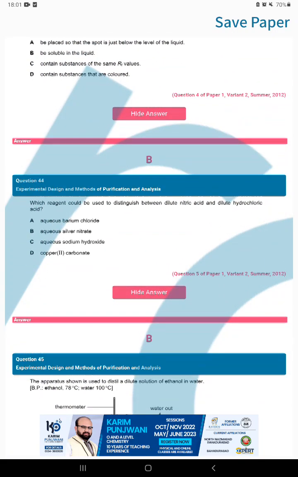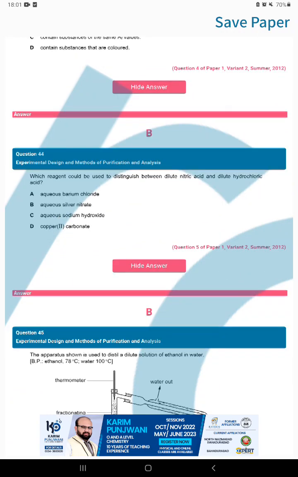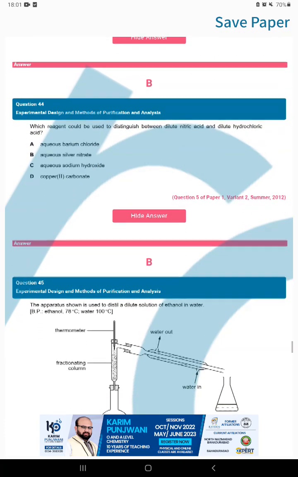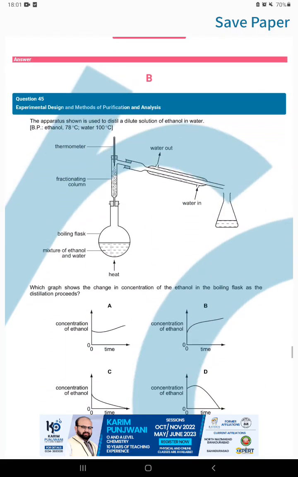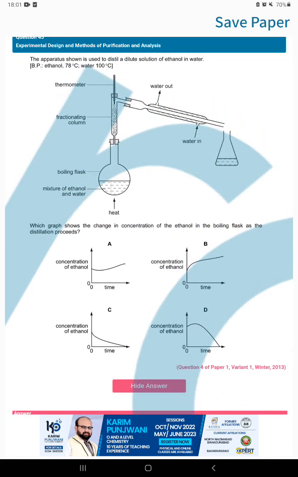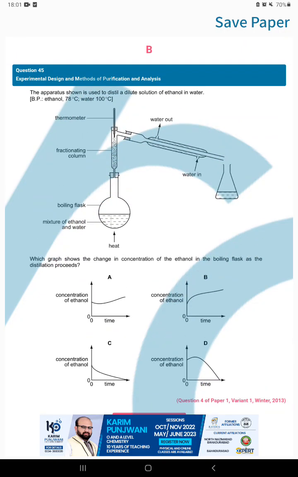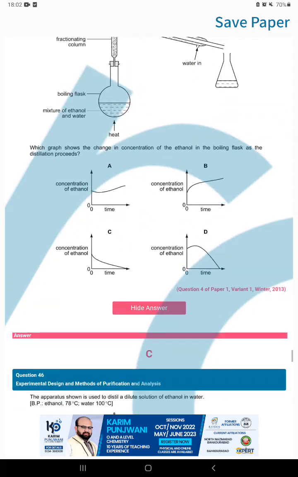We have 59 questions over here. Which reagent could be used to distinguish between dilute nitric acid and dilute hydrochloric acid? What do you think? Moving on, we have also done, no, we have not done this. The apparatus shown is used to distill the dilute of ethanol in water. Which graph shows the change in concentration of the ethanol in the boiling flask as the distillation proceeds?